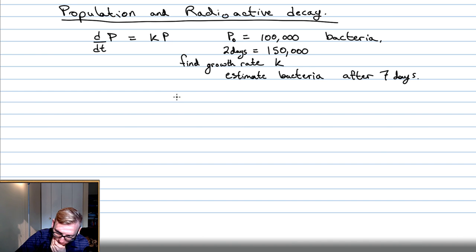Okay. Well, we know the general solution is going to be some function P of t equals C e to the kt. We know that because we already did a bunch similar to this. t, however, is measured in days.